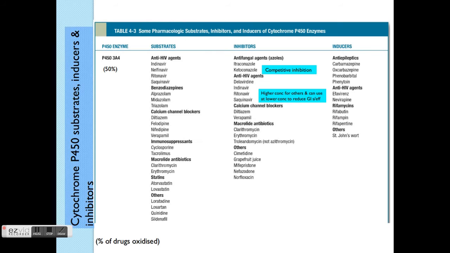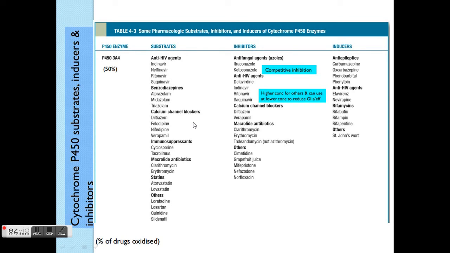Cool. Let's go on further to certain names, subtypes. For the cytochrome P450 enzyme, the most famous one would be the subtype 3A4, because it oxidizes about 50% of the drugs which are available on the market. So as mentioned, there are three categories. The first is the substrate, then inhibitor, and inducers, right?